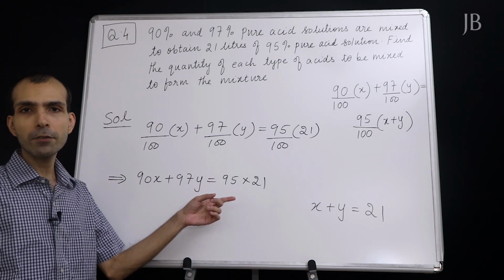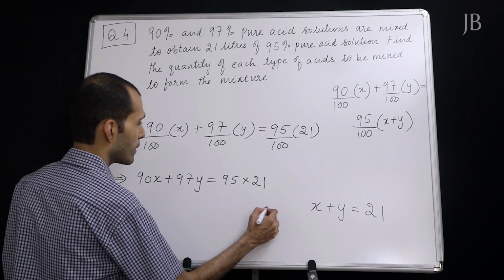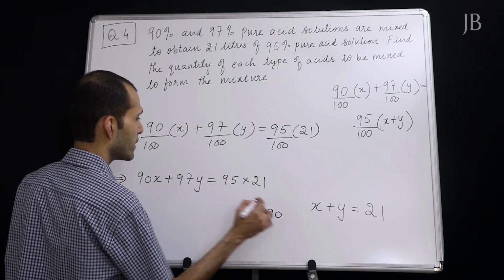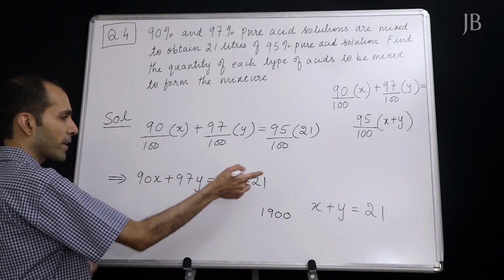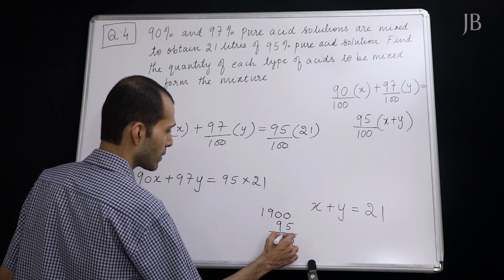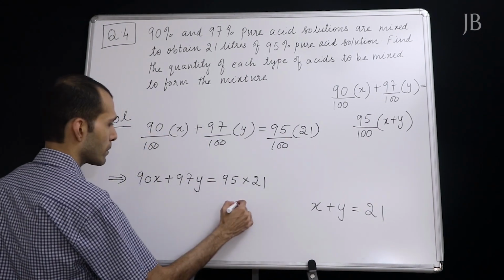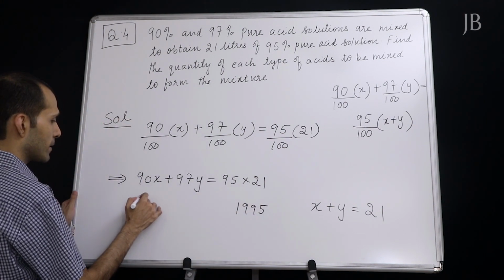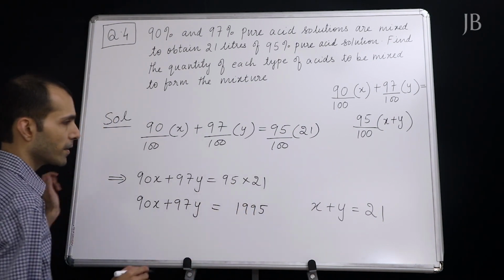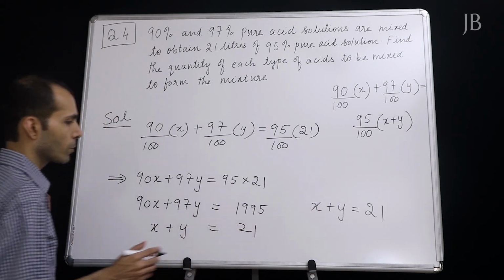How much will be 95 into 21? Just calculate this for me. 95 into 2 will be how much? 190. So this will be 1900, we are multiplying it by 20, and then plus 95 one more time, as it is 21 times. So 1995. This is 90x plus 97y is 1995, and the other equation here is x plus y is 21.